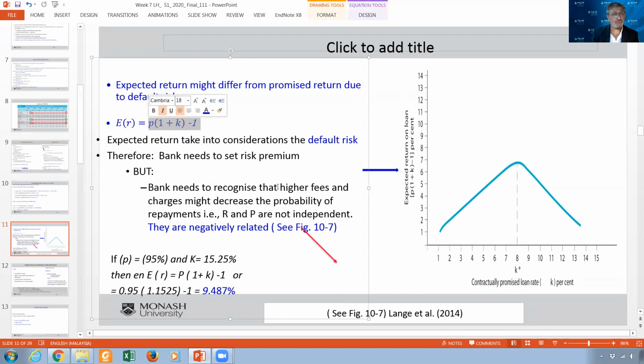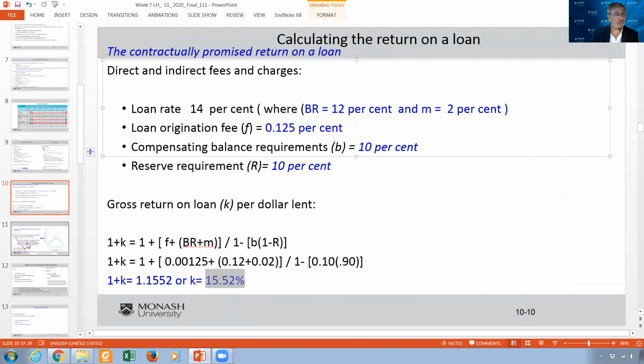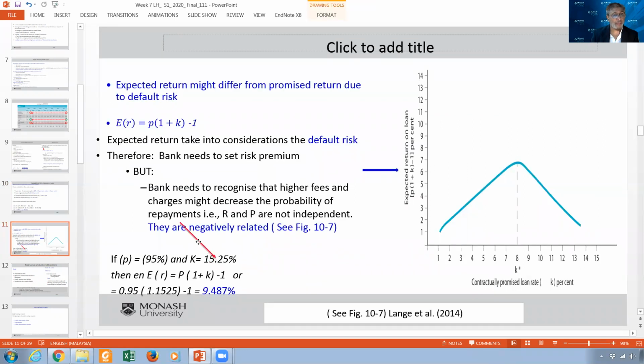If you are trying to use this formula, I'm just taking the example. This is 15.25, right? K is 15.25. If the probability of payment is 95% and K is 15.25, the expected return becomes 2.9487. Actually, because you will get only 95% of your principal and 95% of your K. It's not about your K now. You are losing from your principal and from your interest. So this is the relationship I want you to understand.